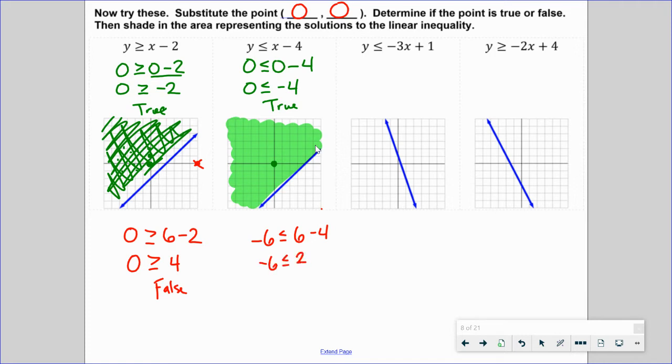-6 is less than or equal to 2. Huh. That's true. What did I do wrong here? Oh, wake up, Mr. Callan. 0 is not less than -4. Look at that. Even teachers make mistakes.